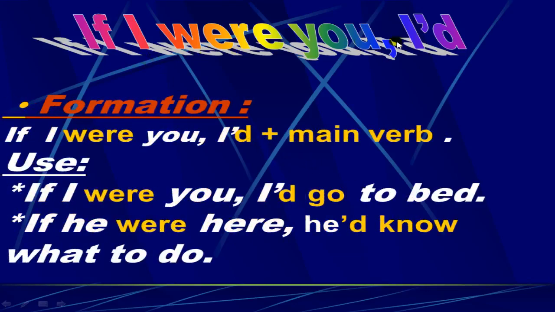If I were you, I'd. Here, we say, if I were you, I'd. This is an example or a proverb: put yourself in my shoes. Put yourself in my situation. If I were you, I'd plus main verb. If I were you, I'd go to bed. If he were here, he'd know what to do. So if I were you, I'd go to bed. If I were you, I'd plus main verb.